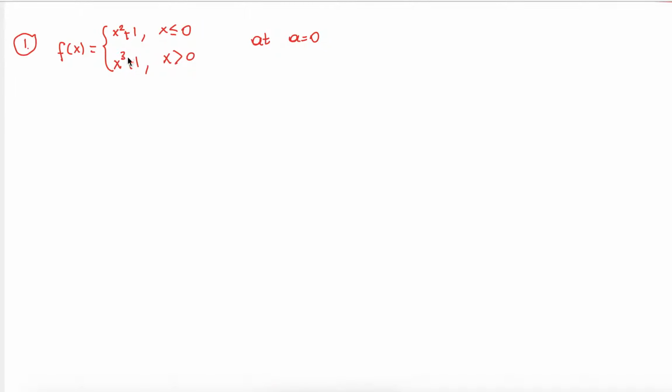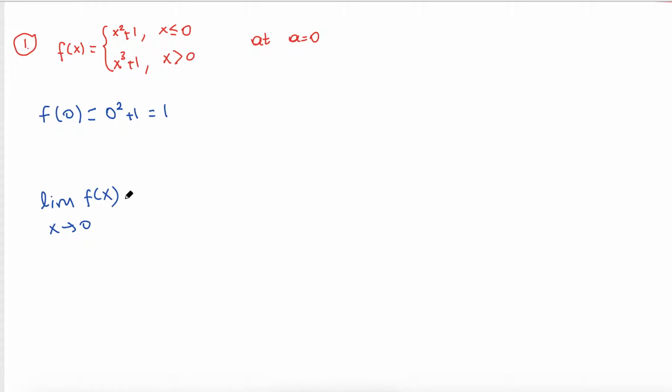We are going to determine whether the function f is continuous at 0. In order to do so, we will look at two things. First, we'll look at the value of f at 0, and then we will look at the limit of f as x approaches 0. So for this one, in order to evaluate the value of f at 0, we look at the equal sign here, and then we see that we're going to use the x squared plus 1 expression. So that's going to be 0 squared plus 1, that's equal to 1.